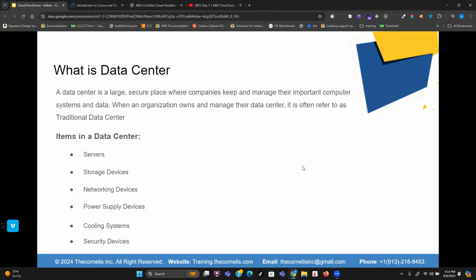A lot of us, anytime you hear data center, you kind of like, oh, I don't know what this means. Maybe you have to take one certification to know what a data center is. No. Now, let me explain this to you in layman language.